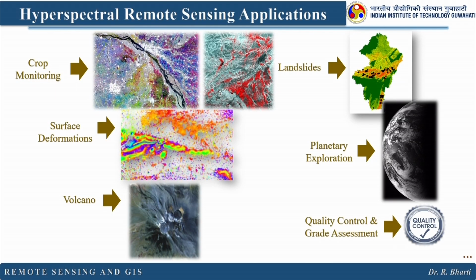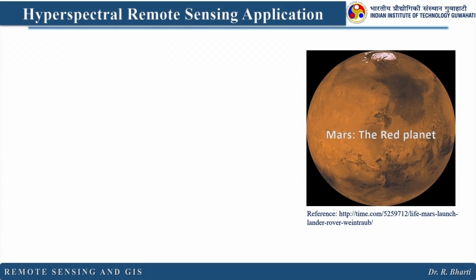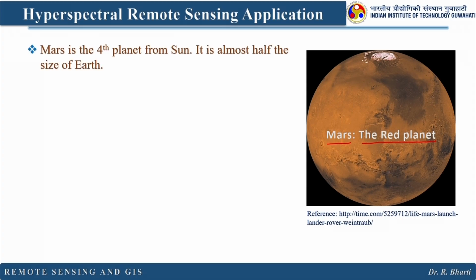This is related to industry, where we produce material and want to check the quality, such as the quality of food grains. Let us continue with planetary exploration. Here, this study is for Mars, which is also known as the red planet. I will give you a brief introduction about Mars, why it is important, and why we study this particular planet when we are living on Earth.